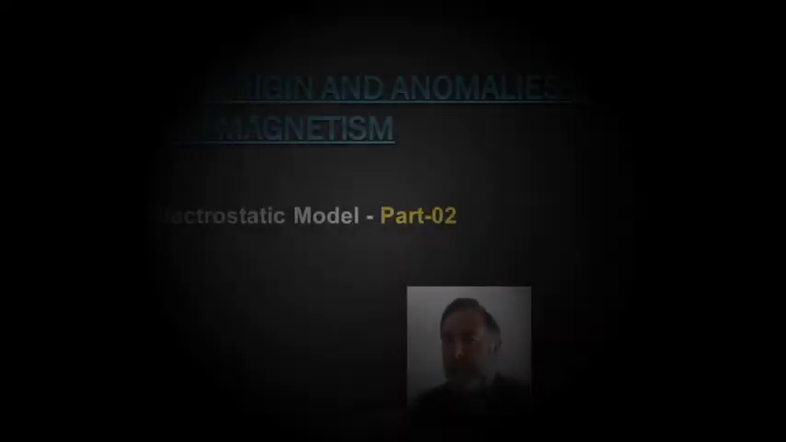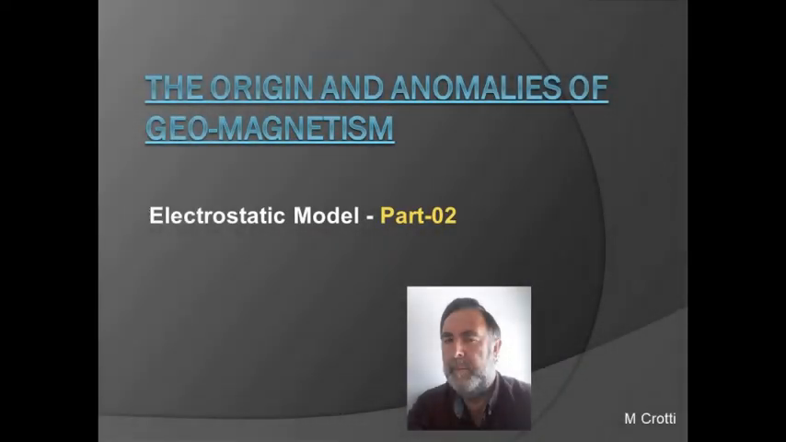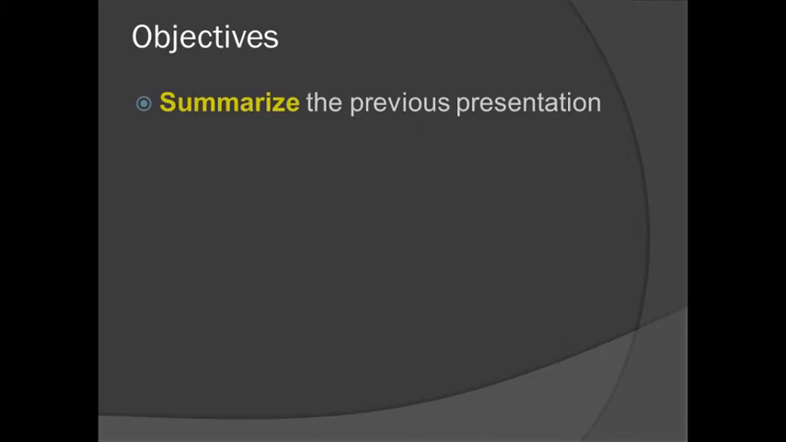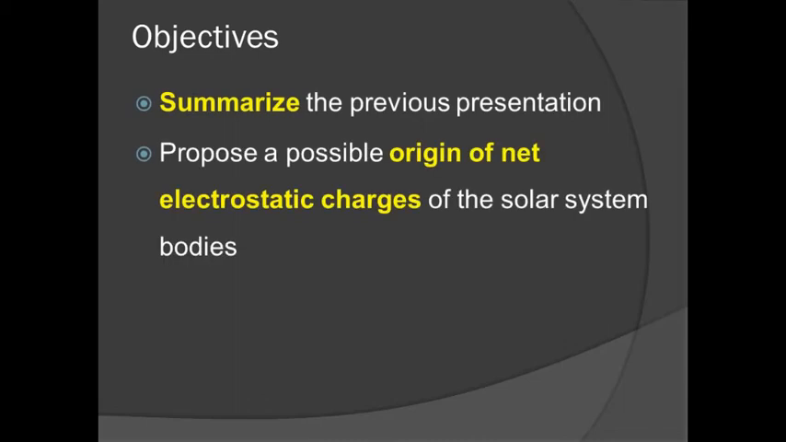Today we continue with the analysis of the Earth's magnetism. This presentation has two main objectives. First, we will summarize the previous presentation. And then we will propose a possible origin for the net electrostatic charges on the planets, moons and other bodies of the solar system.